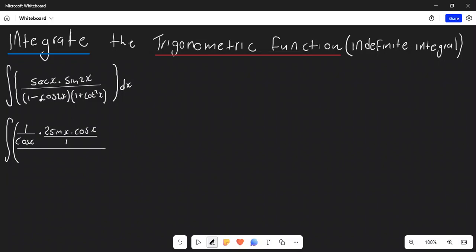Right, now this one here, we have to change the double angle identity here for cos. So the best way is to use this one, 1 minus 2 sine squared x. Then from here, this one here, guys, 1 plus cot squared x. This is a square identity. I wrote about it earlier on.